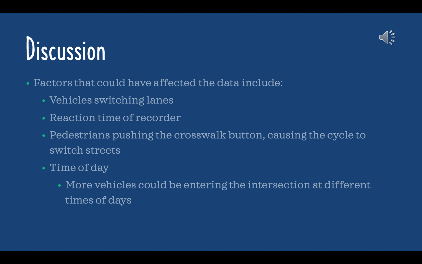Some factors that could have affected our collected data could have been vehicles switching lanes, which would have slowed down other drivers around them to avoid a collision, and pedestrians needing to cross the road by pushing the button on the crosswalk, which would have caused the cycle of the street to change. The time of day could be a factor based on peak hour and off-peak hour, with more vehicles entering the intersection when classes get out and trying to avoid traffic.